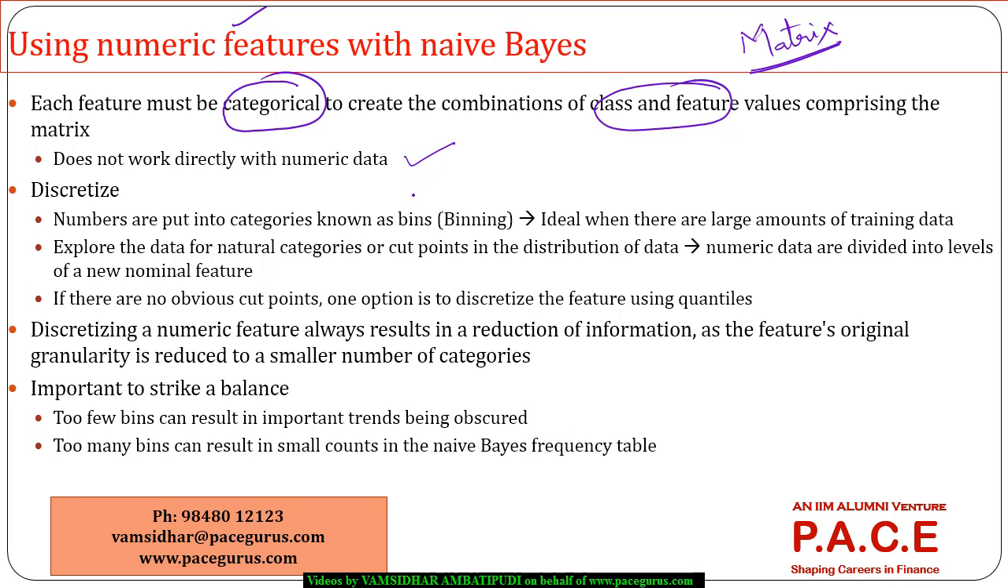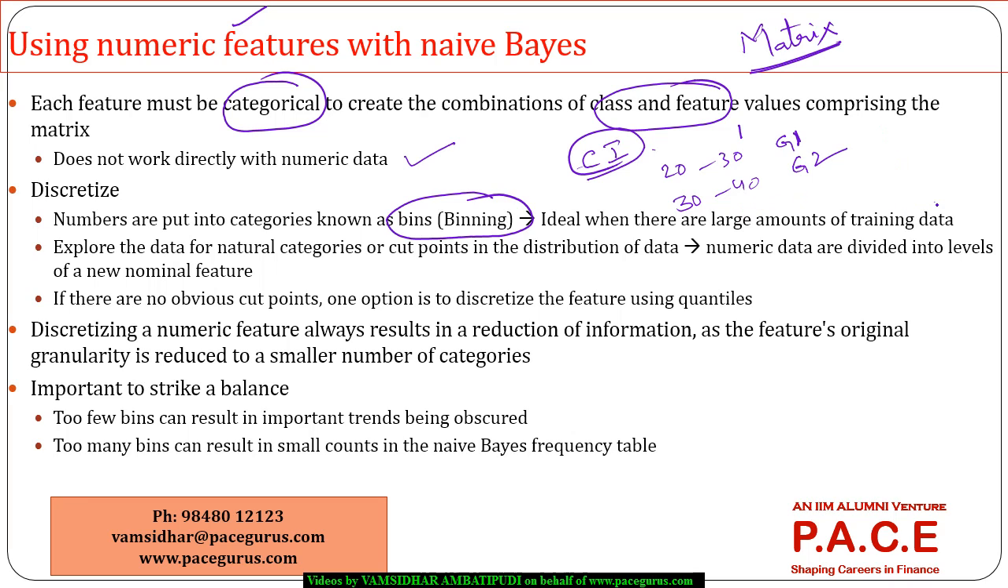But if at all my data is numeric and I still have to use naive Bayes, better I convert them into categories by doing a binning. So basically I come out with class intervals. If the data is between 20 and 30, it's one group, G1. 30 and 40, it is G2. So I am creating some kind of categories based on the intervals associated with the class.